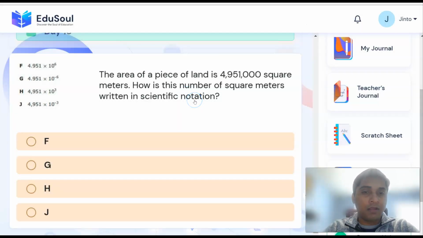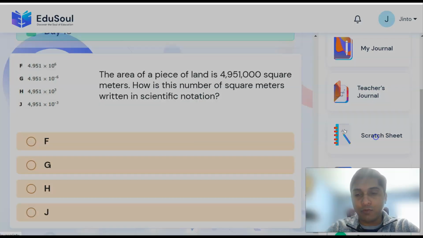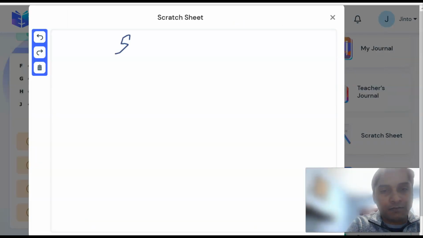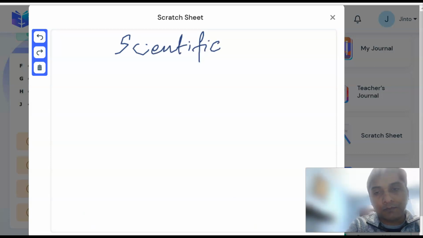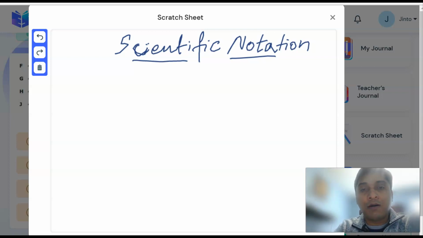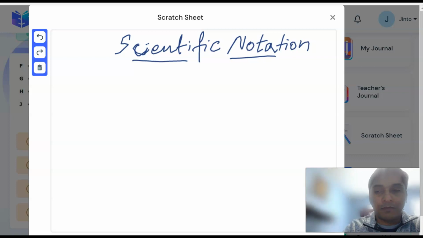Let's have a little bit of notion about how the scientific notation works, then we'll come back and answer this question. Okay, so the concept of scientific notation is writing numbers using the powers of 10. Now the decimal number system, or using the powers of 10, is the basis of scientific notation.